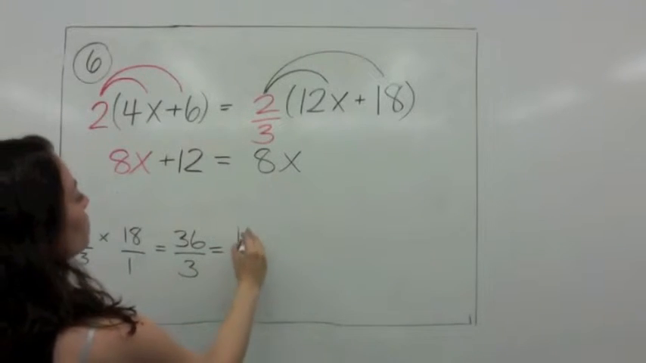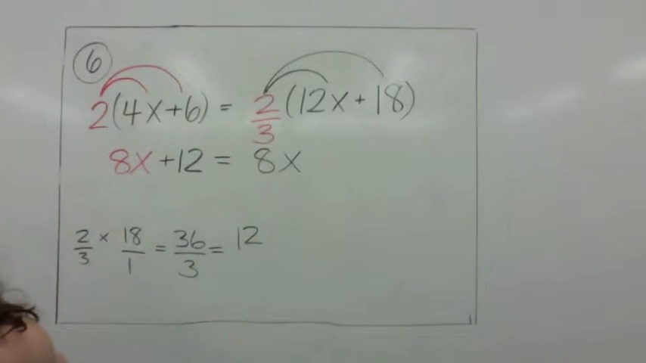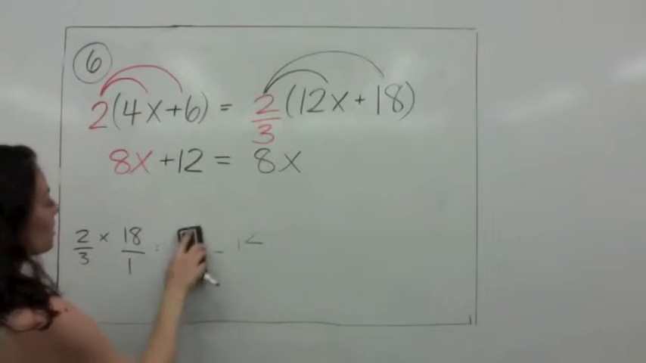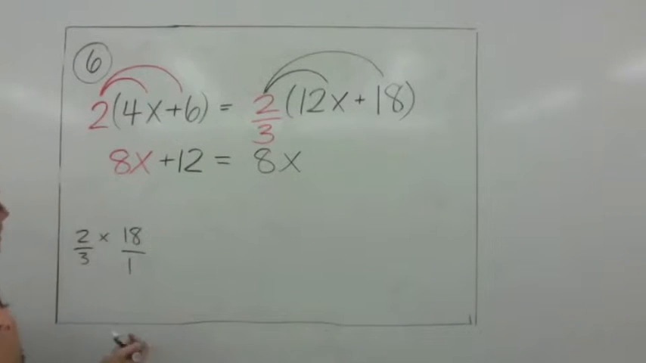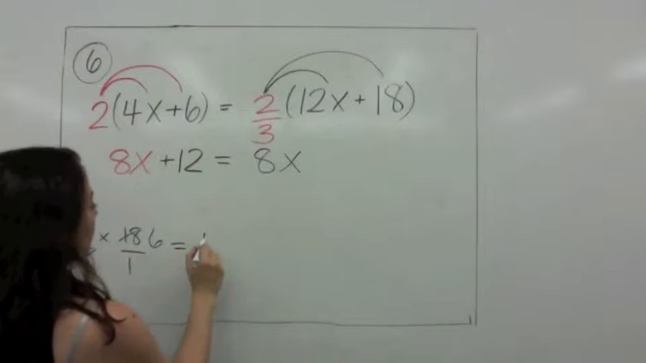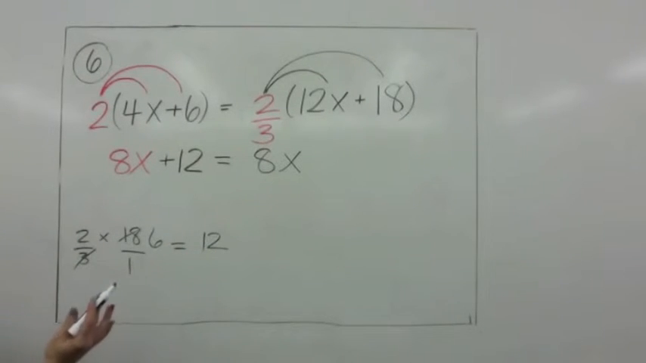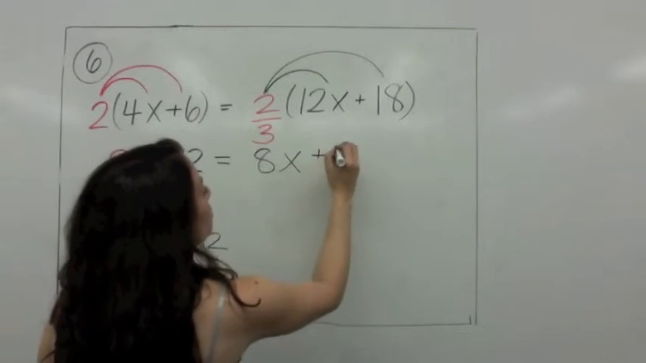That's 12. Exactly. Okay? And the shortcut, of course, to doing this, which a lot of you know, is if you just cross-cancel that 3 and 18, that is 2 times 6, which is 12. Okay? And that's the shortcut. All right, so then we're going to add 12.